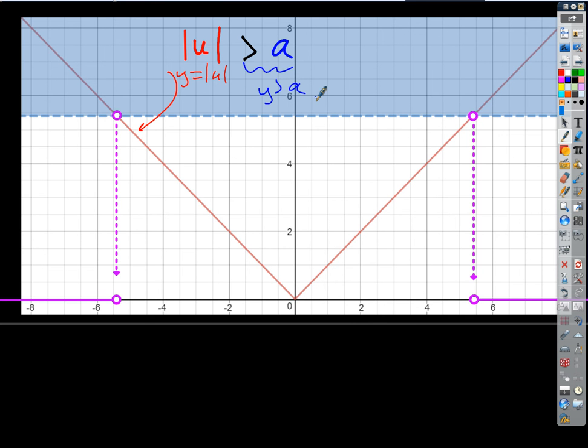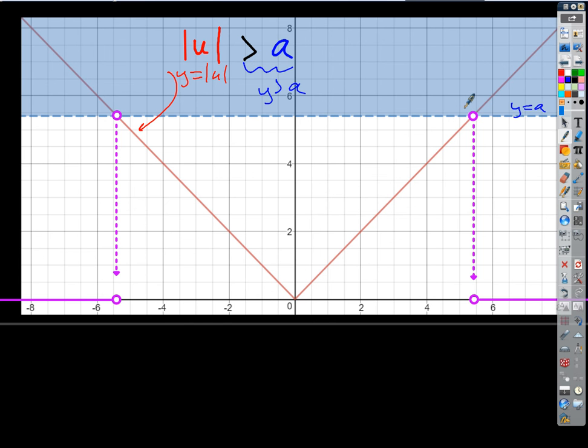Y is greater than a. Well, y equals a is my boundary line. Now notice this time it's dashed. Why is it dashed? When I graph y is greater than a, how come I don't have a solid boundary line? Because what has to do with that inequality? What's different about this one?